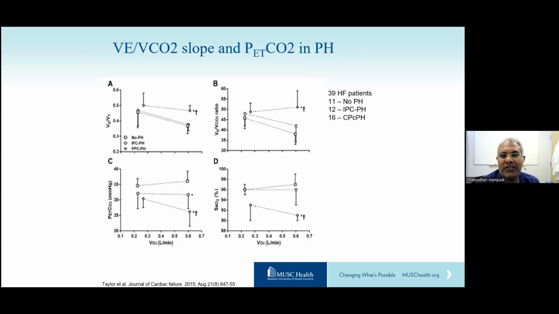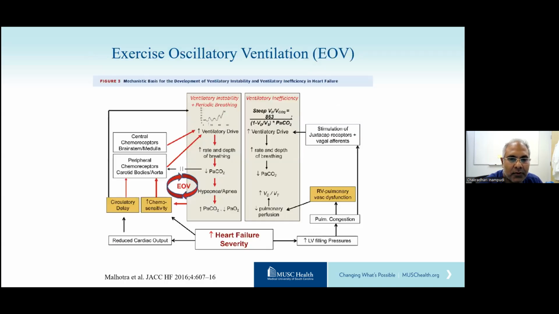Looking at VE/VCO2 slope and PETCO2 in PH in a different format, looking at their PETCO2 levels, as you can see here, their PETCO2 levels decrease with increasing pulmonary pressures. Now, moving on to another variable called exercise oscillatory ventilation, here we provide the mechanistic basis for the development of ventilatory instability for these patients.